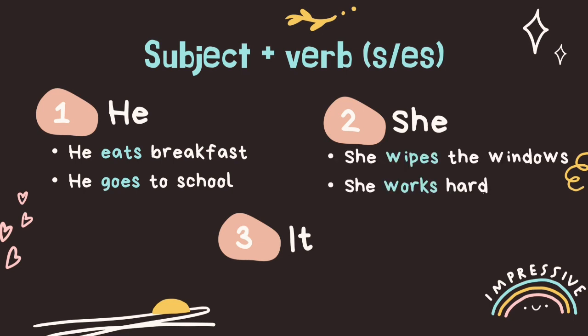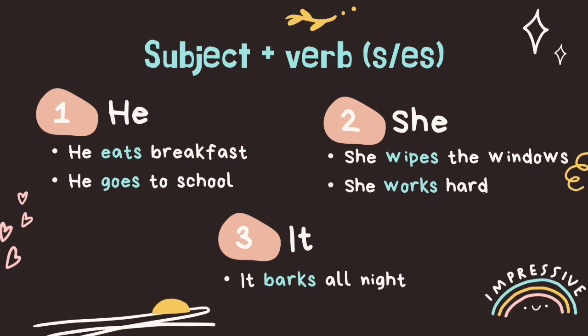And then there is she. She wipes the window. She works hard. And the last we have it. It barks all night. Why we add S and ES? Because the subject is she, he, and it.